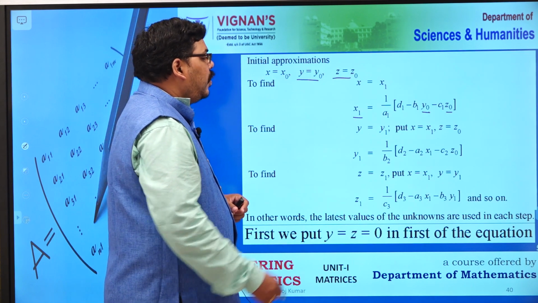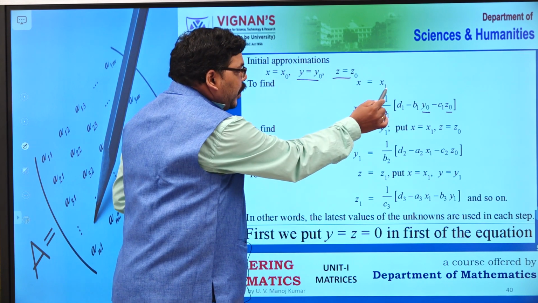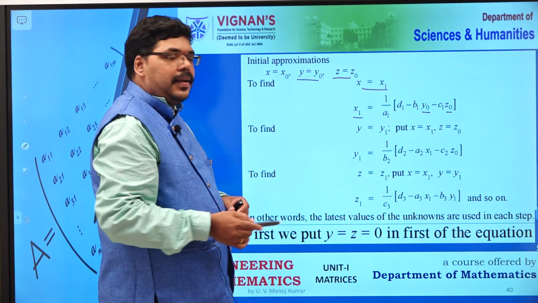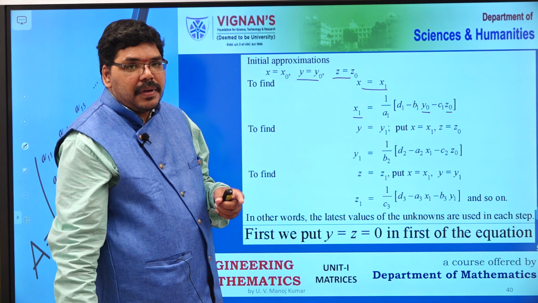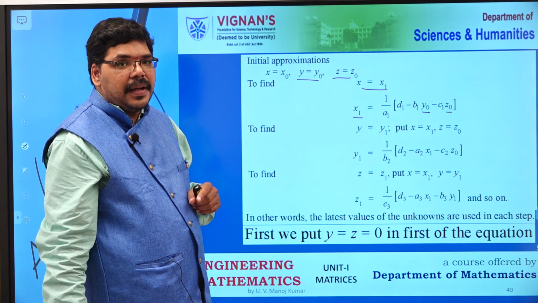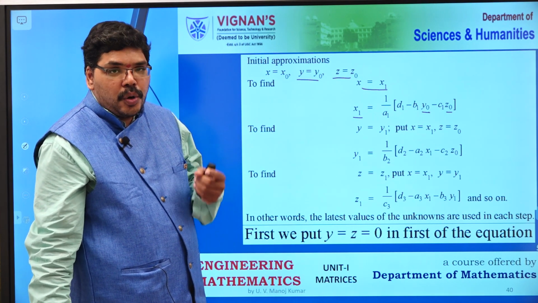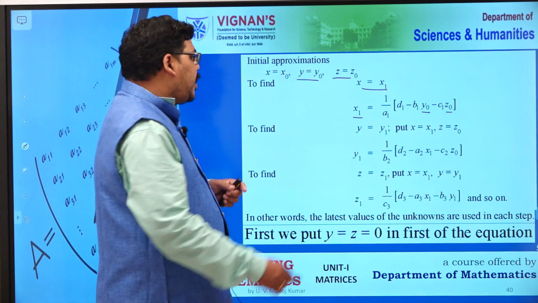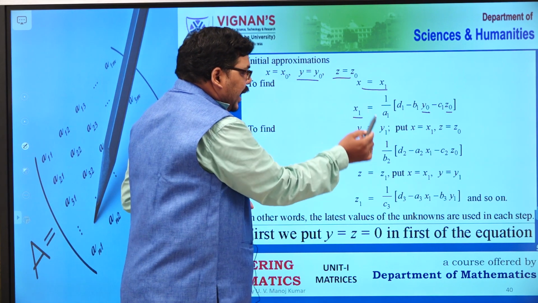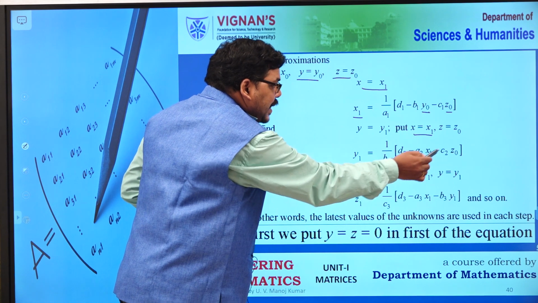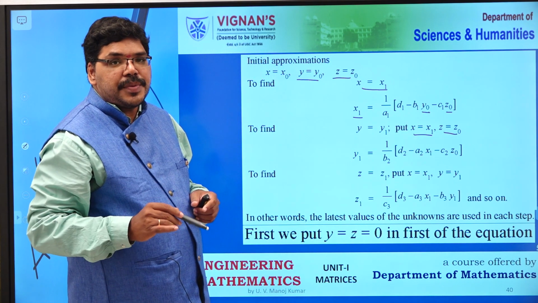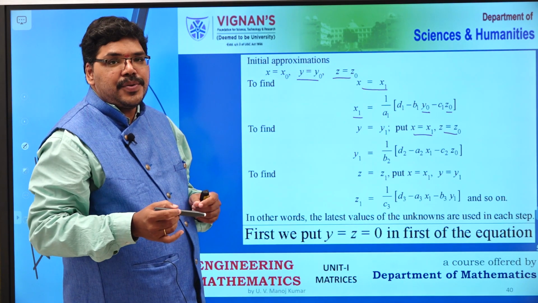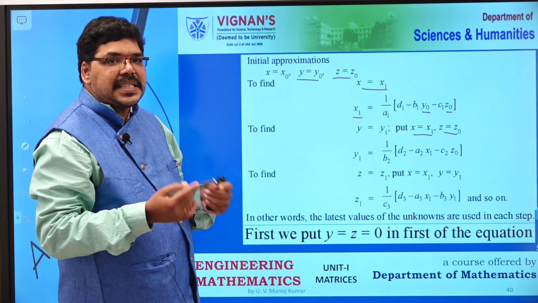The latest x value we know is x1. Here we calculated the latest x value. What is the latest x value? The latest x value is x1. And what is the latest known value of z? z naught. So we substitute x equals x1, z equals z naught. That means we are going to substitute the latest values of the variables to get the next value.